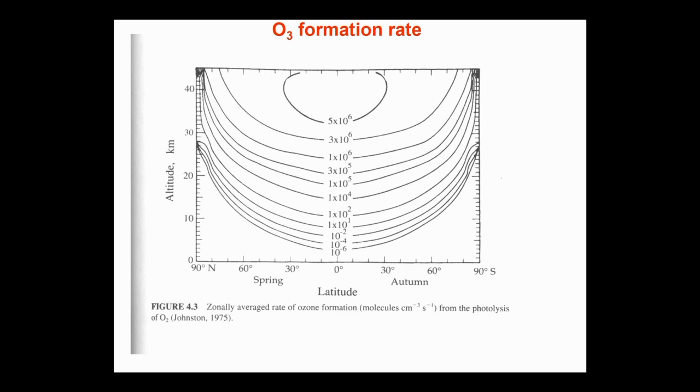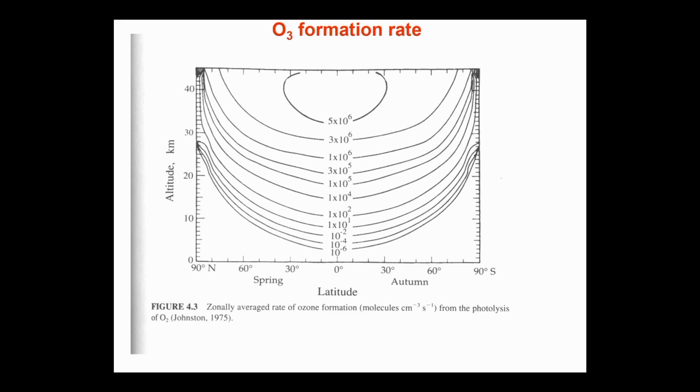So the photolysis rate of molecular oxygen at the surface is zero, essentially. 10 to the minus 6 molecules per centimetre cubed per second. We don't make ozone from photolysis of molecular oxygen at the surface. Okay? We don't even make ozone at the poles way up to about 30 or 40 kilometres.